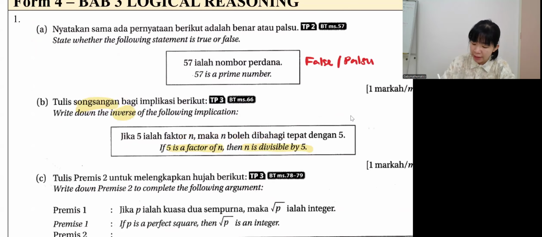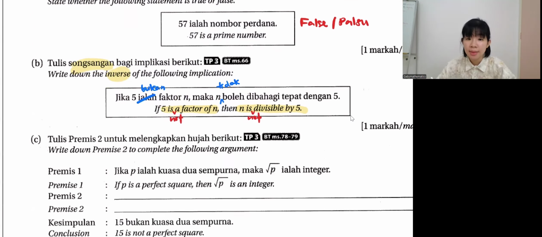Okay, they say 5 is a factor of n, then we say is not. N is divisible, we say is not divisible. Okay, for BM, jika 5 ialah faktor N, so ialah, we say bukan. Maka N boleh dibagi tepat dengan 5, dia kata boleh, so dia kata tidak boleh. So this is called songsangan.